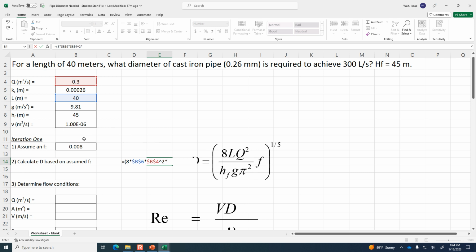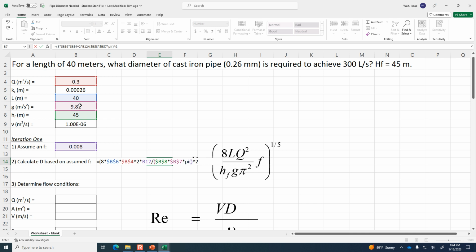F is in the numerator, so times F. Now I'm not anchoring that reference intentionally because I'm going to paste this formula down below and I want it to look at the updated version of the F value. So I'm not anchoring the reference to F, but I did anchor the reference to flow rate and length. Divided by H sub F, anchor that up in the top, times G, anchored, times pi squared, pi, close parentheses, squared.